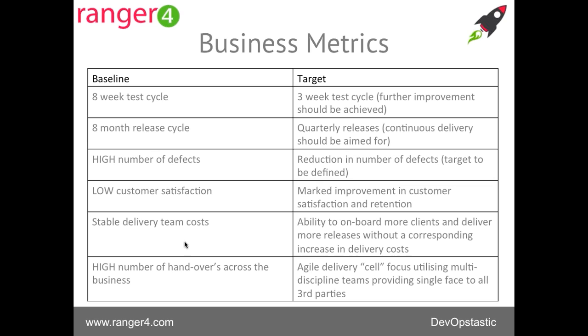So here are the business metrics we collected at Platform Securities, and where we decided to target. You can see they had an 8-week test cycle, which they wanted to get down to 3, and an 8-month release cycle that they wanted to reduce. Unfortunately, they're constrained by some of their development practices, but we had a plan.